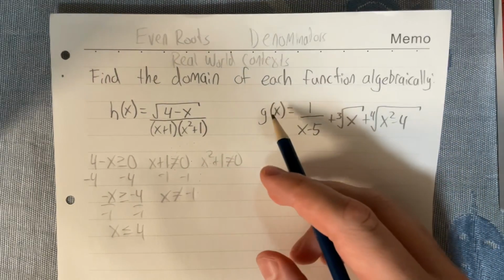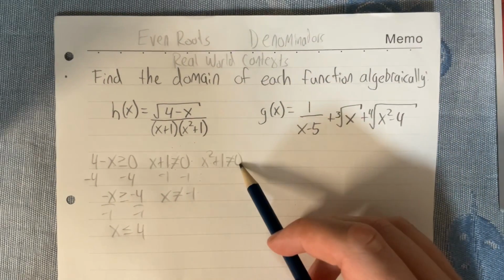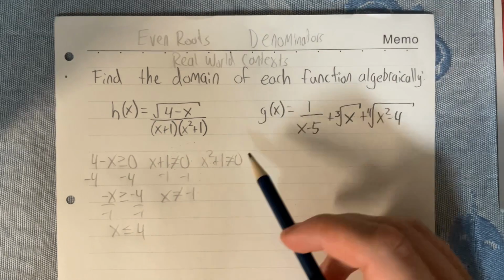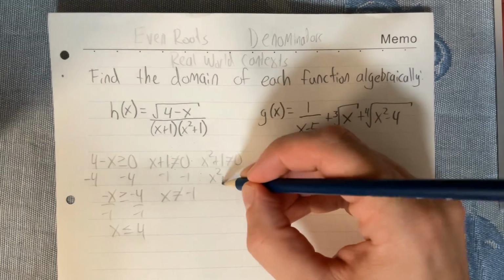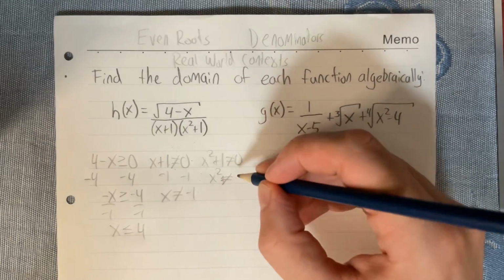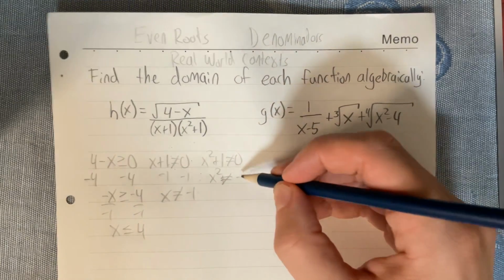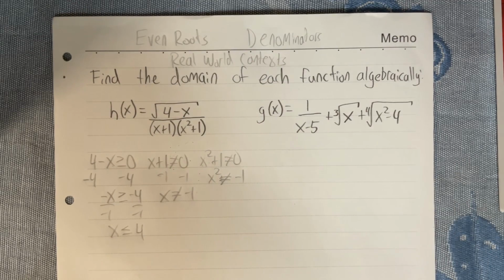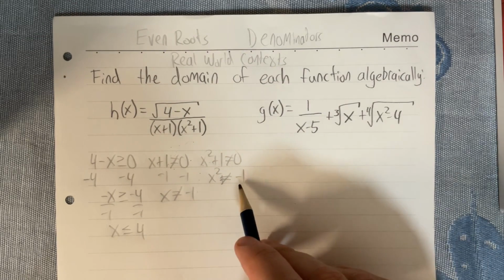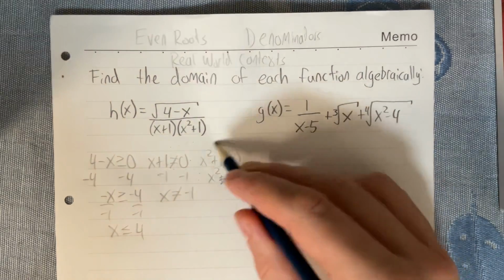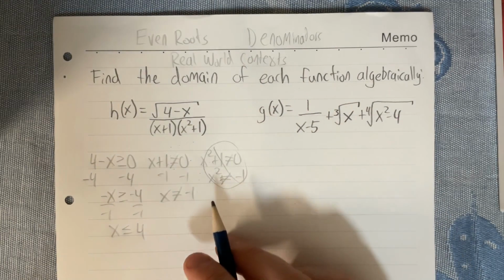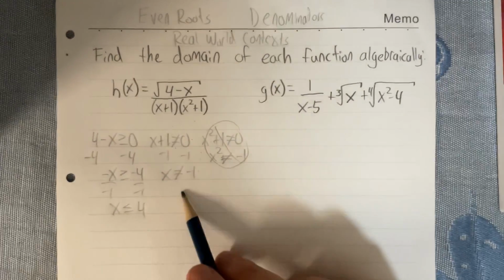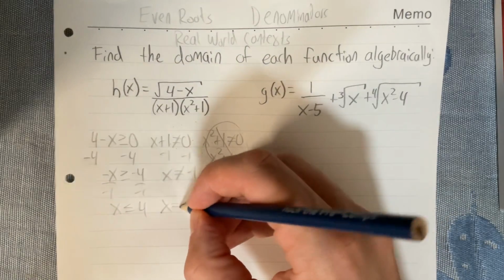Now what about this? Notice, x squared plus 1 is not equal to 0. X squared plus 1 is never equal to 0. If you think of the graph, x squared plus 1 is always above the x-axis, and x squared is never equal to negative 1, so we don't care about that. So the final answer for this is x must be less than or equal to 4. X is not equal to negative 1.